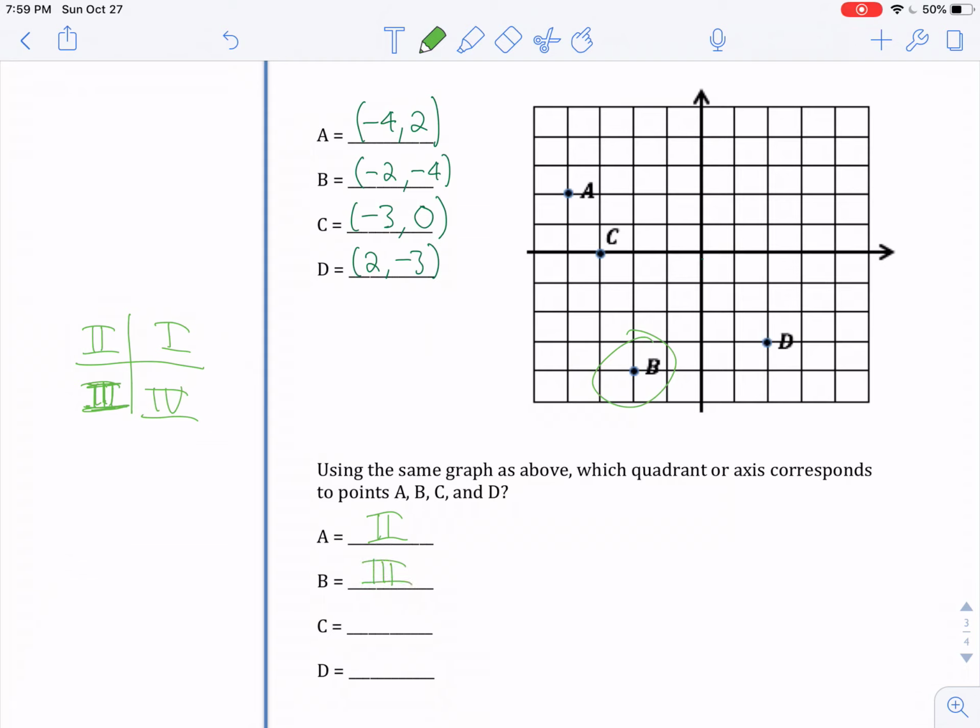What about C? C is right on which axis? X-axis or Y-axis? Yeah, it's going to be X-axis. And then we got D, which is which quadrant? IV or 4.